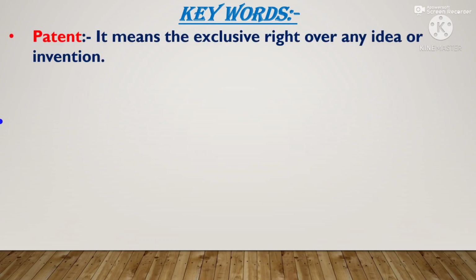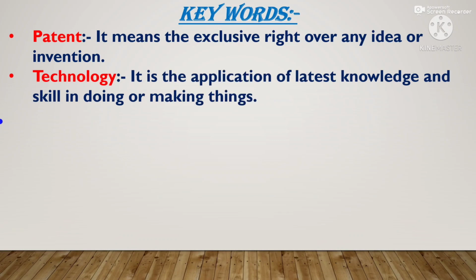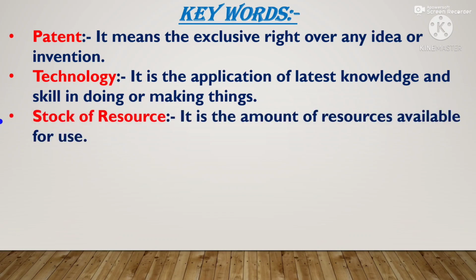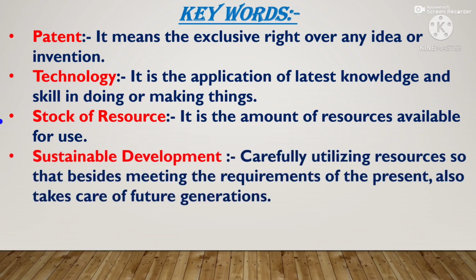So next, some keywords we'll discuss. First one is patent. Patent means the exclusive right over any idea or invention. It is a right over any idea or invention. That is patent. Next is technology. Technology is the application of latest knowledge and skill in doing or making things. Next is stock of resource. It is the amount of resources available for use. Next is sustainable development: carefully utilizing resources so that besides meeting the requirements for the present time, it also takes care of future generations. So that is called sustainable development.